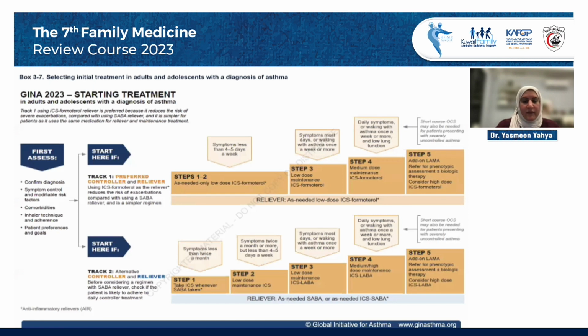There's this graph that shows you the preferred initial treatment according to the patient's symptoms. So if the patient has symptoms most of the days or waking with asthma once a week or more, like the scenario that we have, then the preferred step is the low-dose maintenance ICS formoterol.